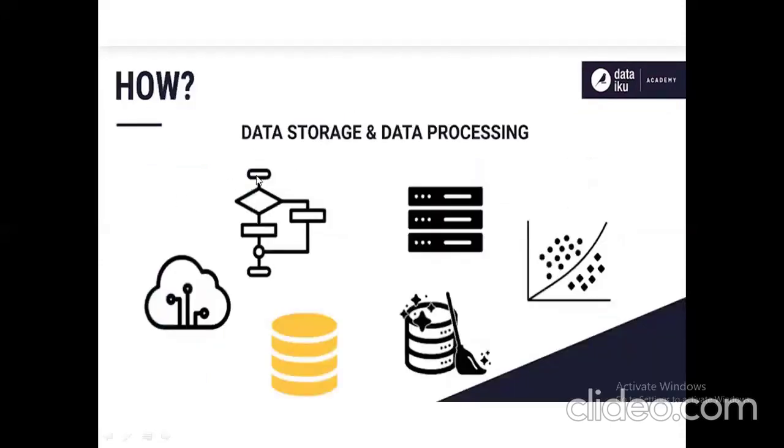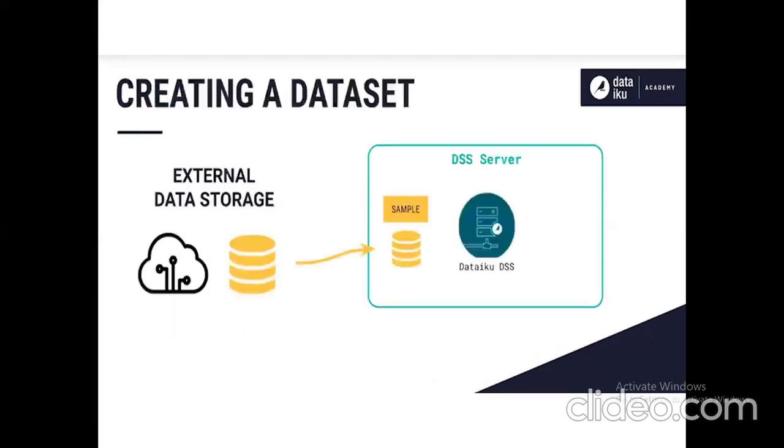Next, data storage and data pre-processing. Data processing is mainly: first we upload the data or build a connection. Later, based on the storage, we can process the data, that is, by using data cleaning tools like data preparation tools or any transform tools. Next, creating a dataset. Here, creating a dataset is from external data storage. Based on cloud storage, we can build the connection to our DSS server and it builds the sample data. By default, it can't show all the data, so it will only show the sample data. That is creating a dataset.